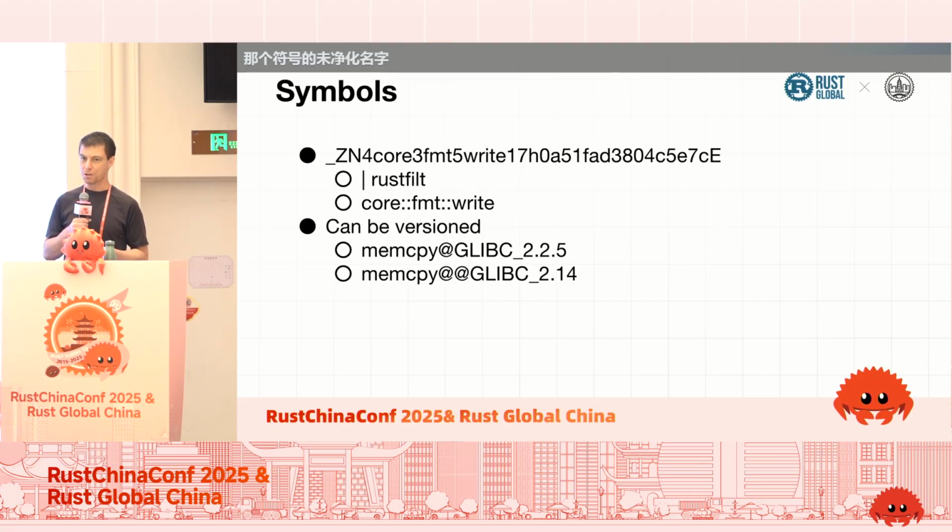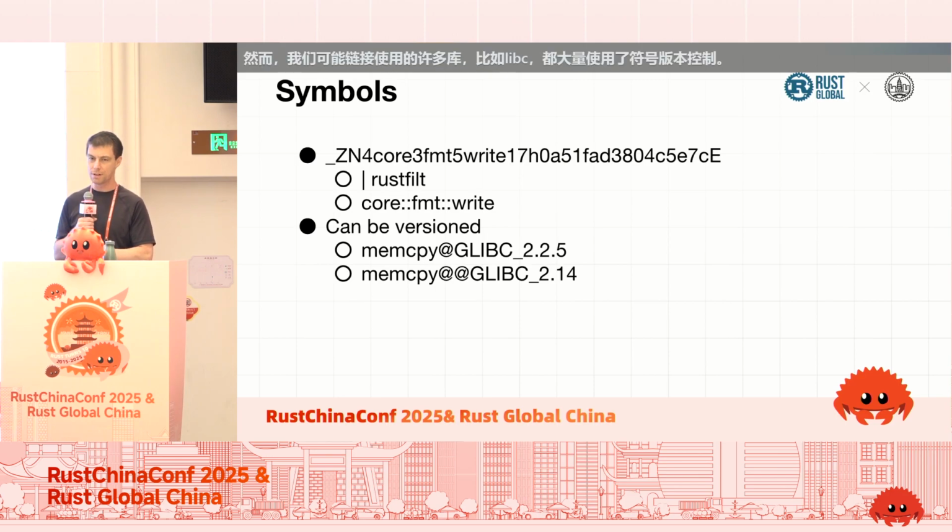Symbols can also be versioned. So the Rust compiler doesn't make use of symbol versioning. However, a lot of libraries that we might link against, say libc, do make extensive use of symbol versioning. So we can see here there's two different versions of the symbol memcopy.